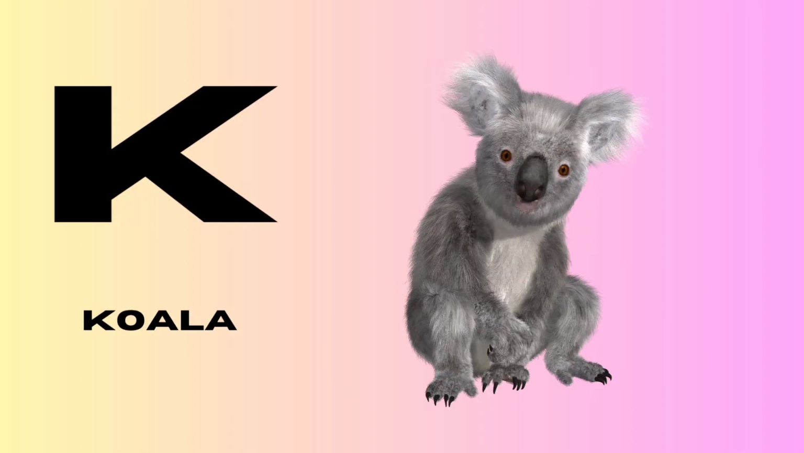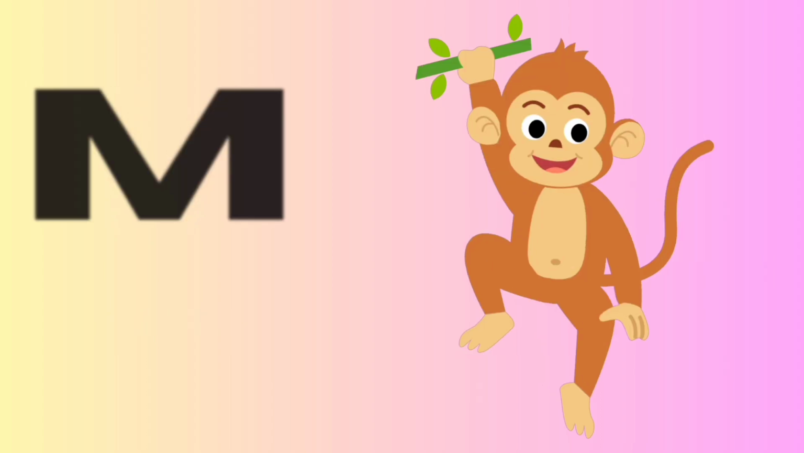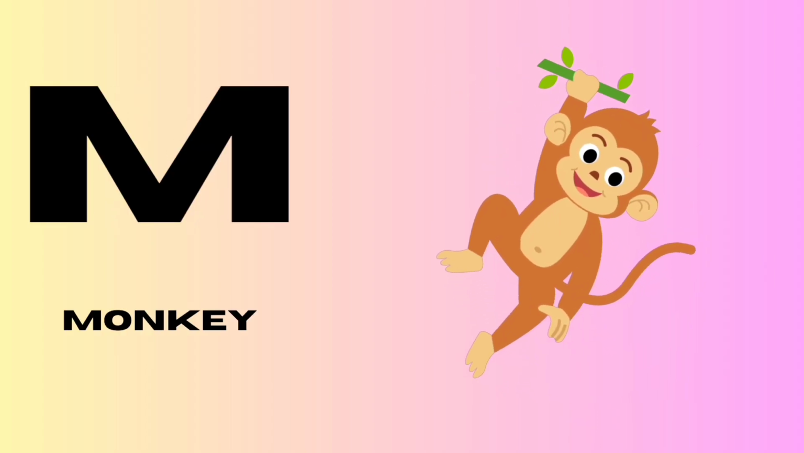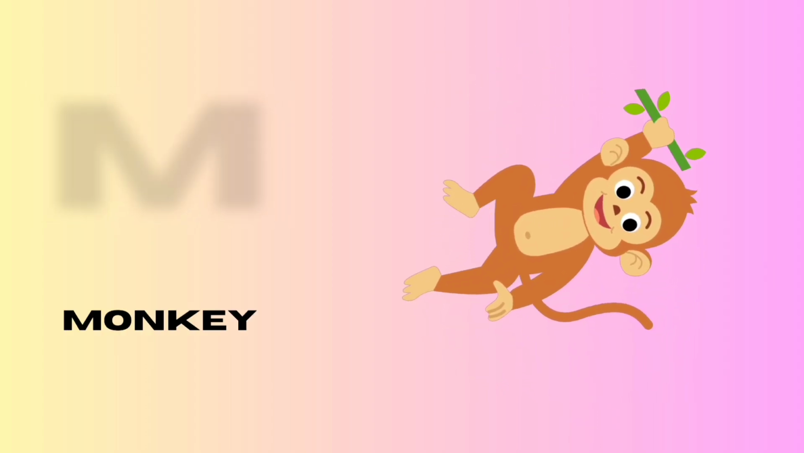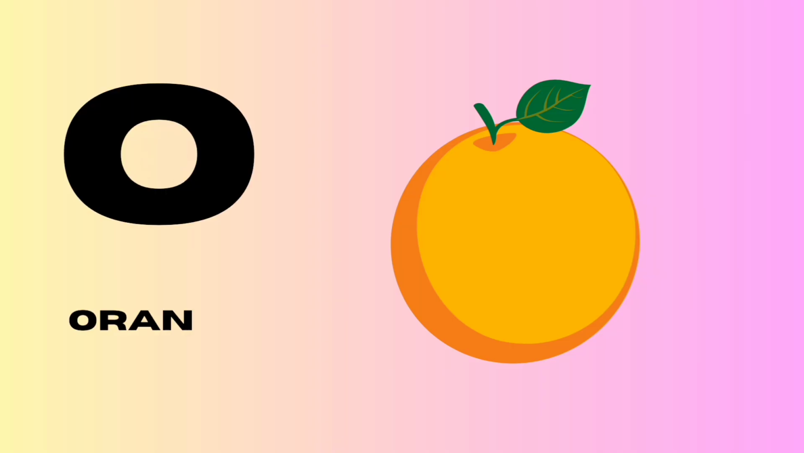K is for koala. L for llama. M for monkey. N is for nest. O is for orange.